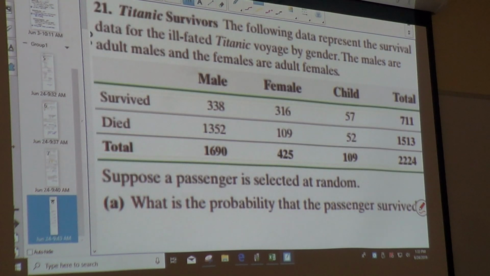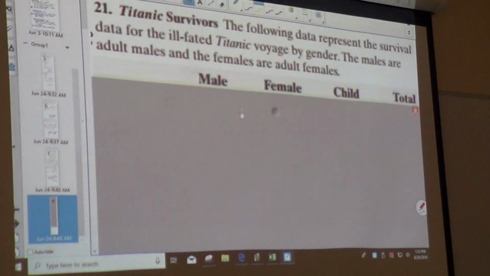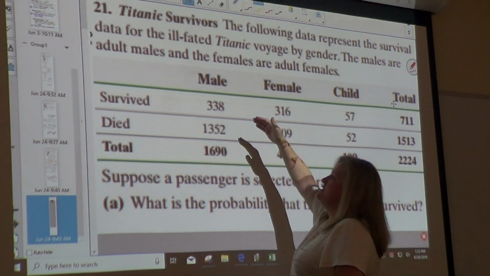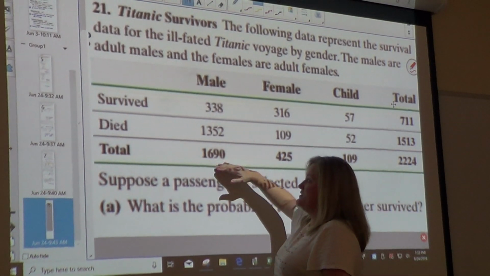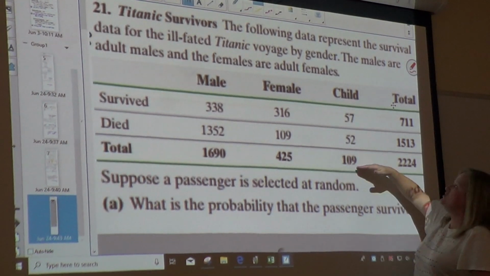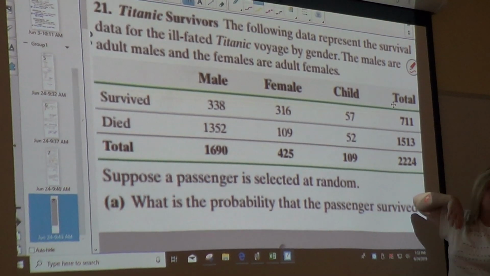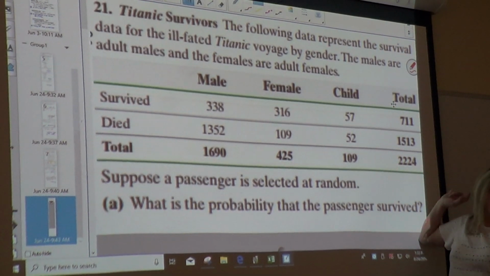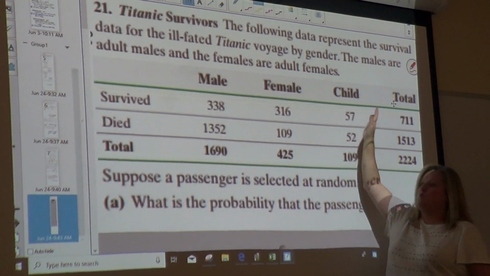All right, oh, I love this one. I don't want to read this since I'm going on a cruise next week. Oh, gosh. But this is the actual survival information. How many males survived and died, and how many total males were on the ship. How many females survived and died, how many children survived and died, and the total that survived and died. So this was the total number of people on the ship, okay? So we're going to use this.